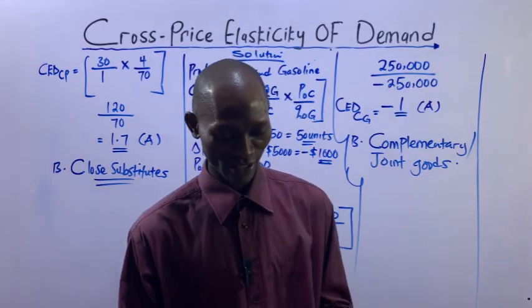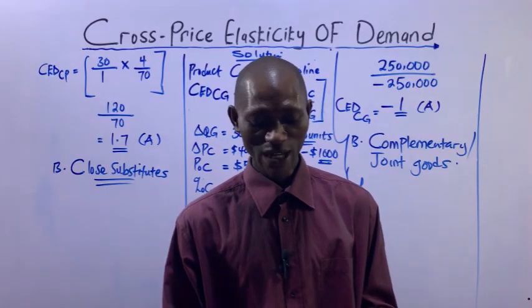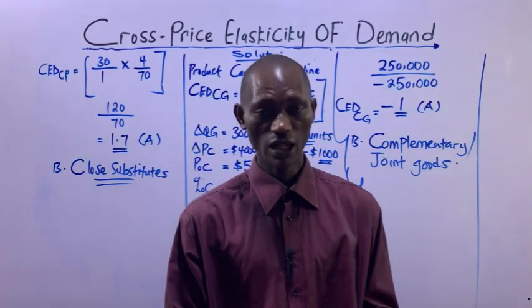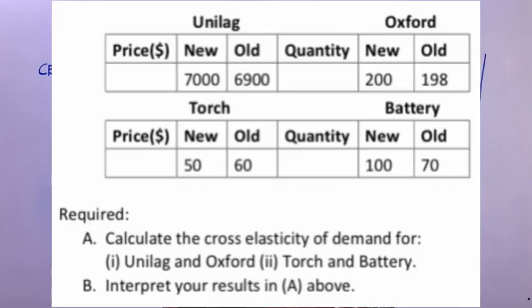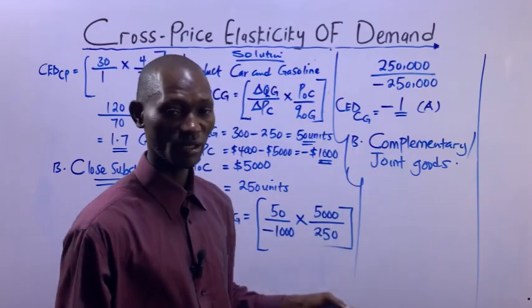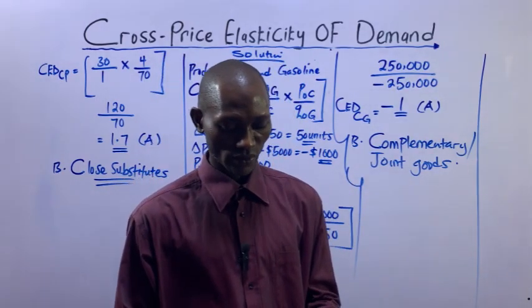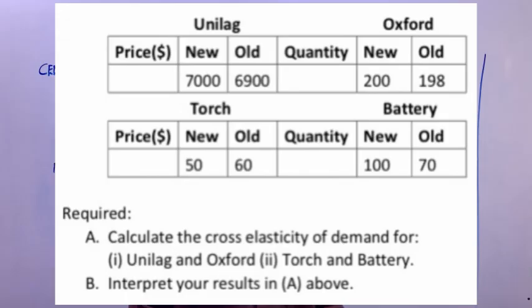I don't want to stress that too long. Then let's get that displayed on the screen: Unilag, Oxford, Touch, and battery. So you have to calculate the cross price elasticity of demand for Unilag and Oxford, then Touch and battery. And the B part requires us to interpret your results in A above. So you should interpret your results just like we've done here and in other questions we solved. All right, so that is displayed on the screen as I speak.